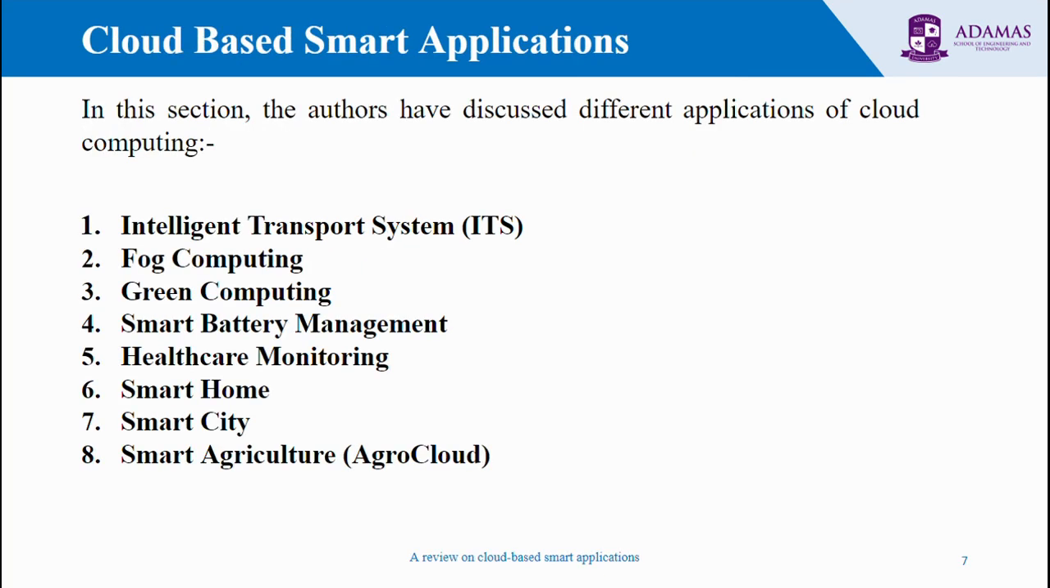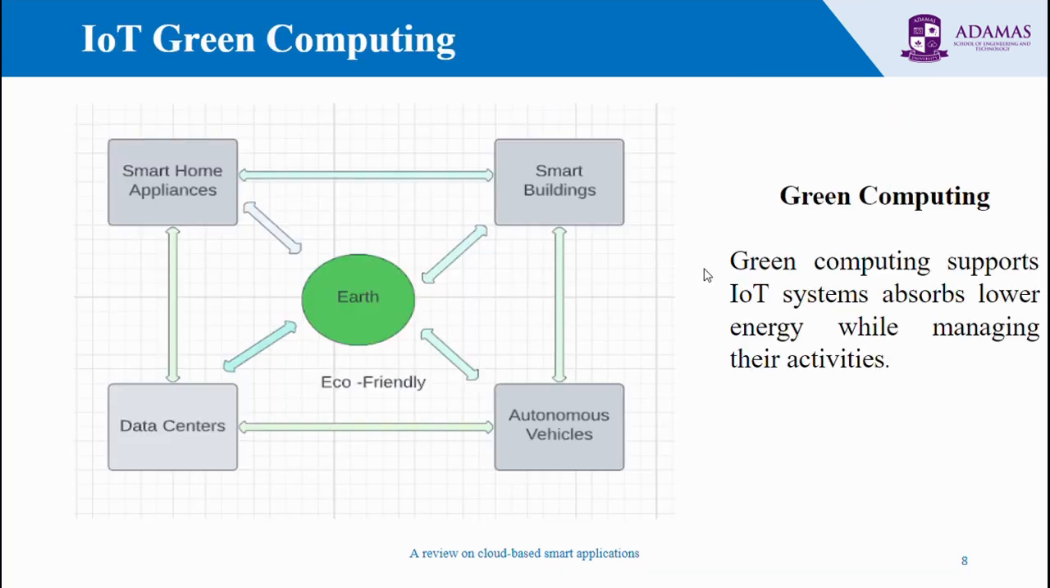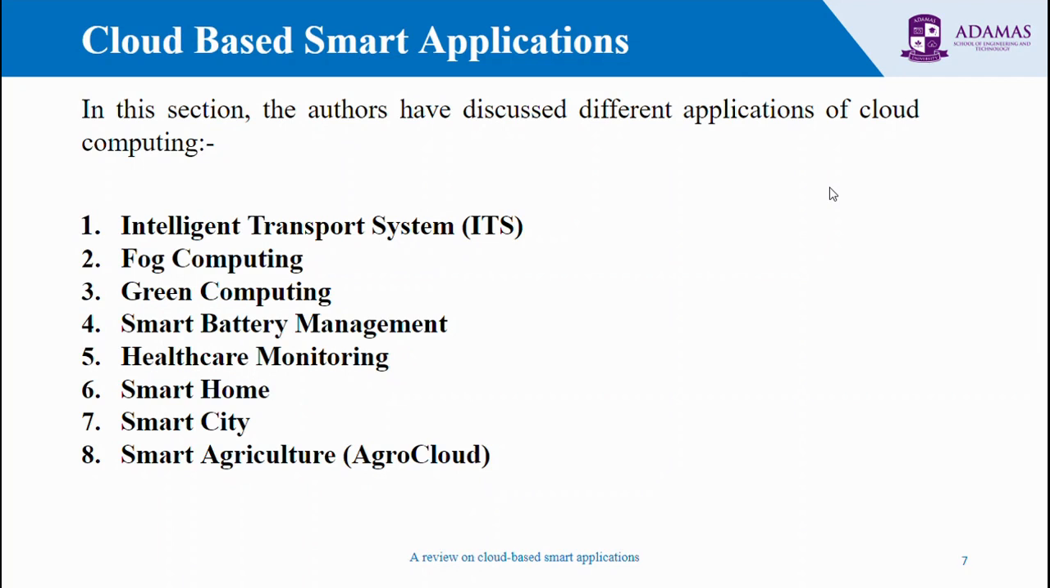Next, let's talk about cloud-based smart application. In this section, we have discussed quite a lot of applications. Some of them, as visible, are intelligent transport system, fog computing, green computing, smart battery management, healthcare monitoring, smart home, smart city, smart agriculture, etc. Among these applications, let's look into green computing.